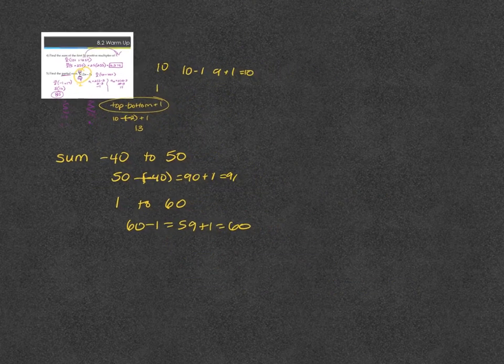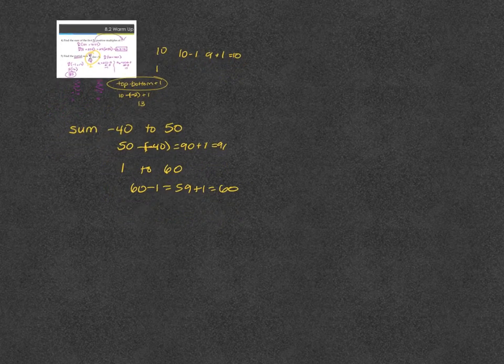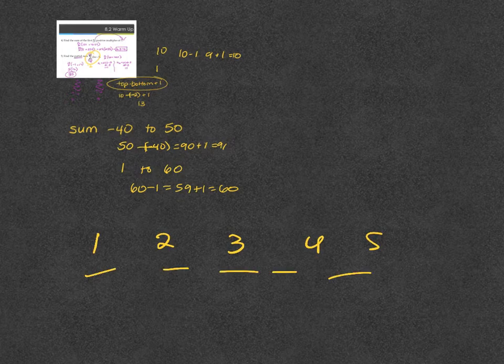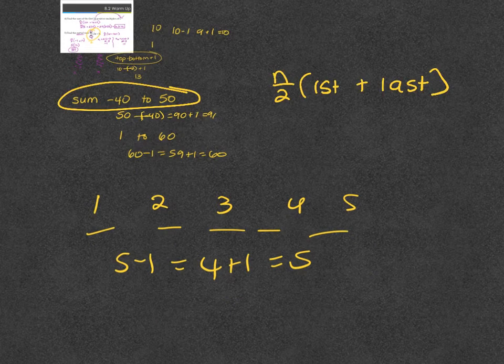Don't try to count from negative 40 to 50. Count from 1 to 5 and figure it out. 1, 2, 3, 4, 5. There's 5 terms there, right? But if I did 5 minus 1, there's only 4 in the difference. You always have to do one more, which is 5. I'm just doing the formula, then N I have to figure out, which would be 50 minus a negative 40 plus 1.